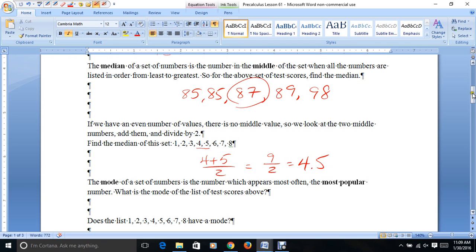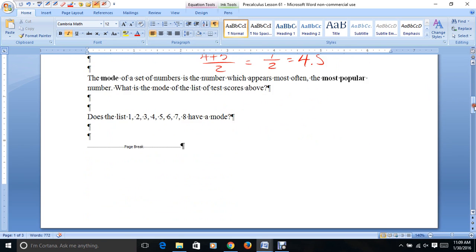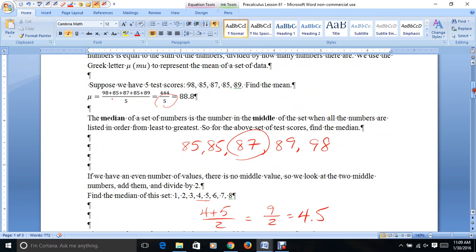The mode of a set of numbers is just a number that appears most often. Not every set will have a mode, but it's just a number that appears more than the others. So this list doesn't have a mode. The list above, like this set here, the mode would be 85 because it happens more often than the others.